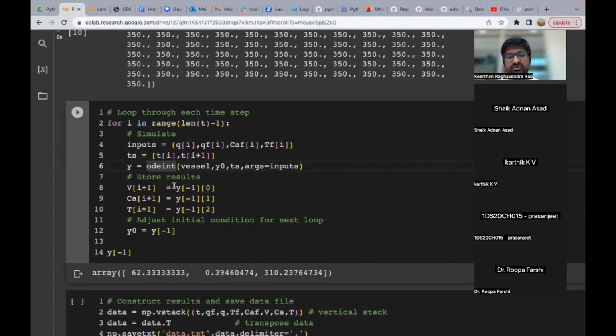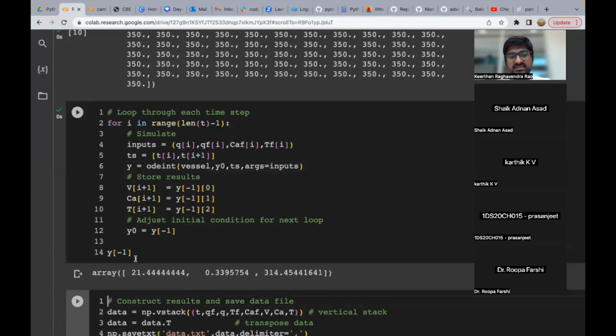So what we do is we access these specific results. I'll show you how this storage happens. And then we need to adjust initial conditions for the next loop. To adjust that, we need to use our y naught. So we need to reset y naught as the last condition that we had. So let's see what y of -1 does. Remember, in indexing, when you call -1, it gets the last element in the array.